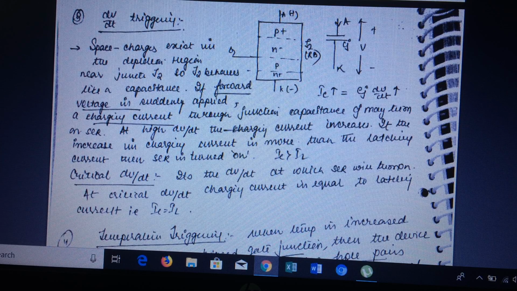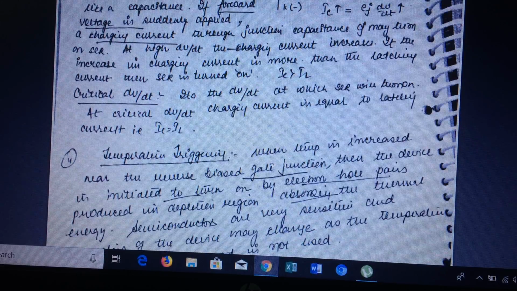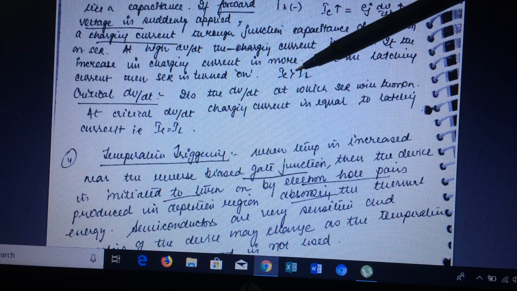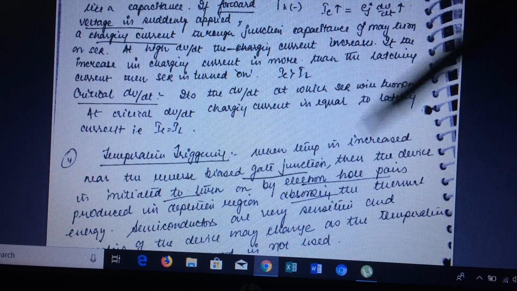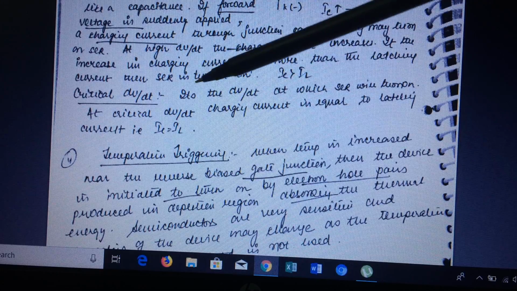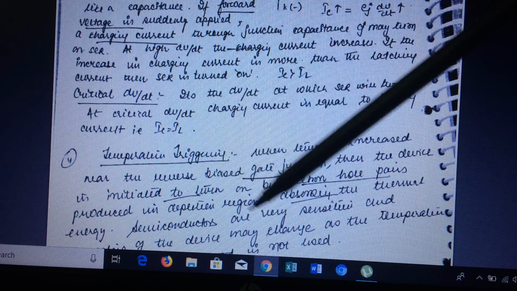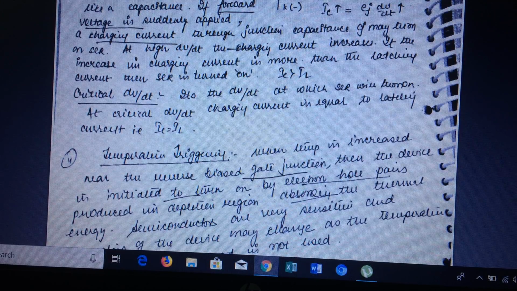Now there is another special feature of dV/dt, that is critical dV/dt. What is that? It's the dV/dt at which the SCR will turn on. At critical dV/dt, the charging current is equal to the latching current. Now see what I told you. In dV/dt, IC must be greater than IL. But in critical dV/dt, IC remains equal to the latching current. IC is the capacitance current.